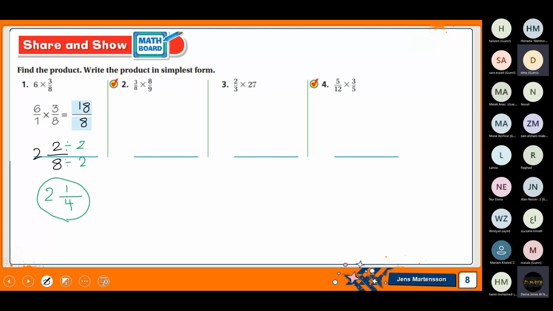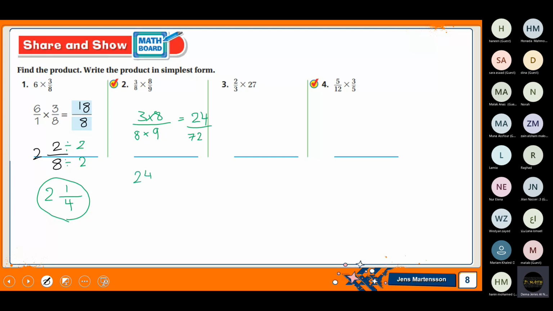We're going to multiply the 3 and the 8. Bravo, which equals what? 3 multiplied by 8 equals 24. Bravo. And we're going to multiply the 8 and the 9, which equals 72. Thank you. Now look at 24 and 72.